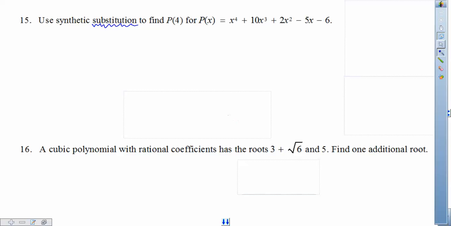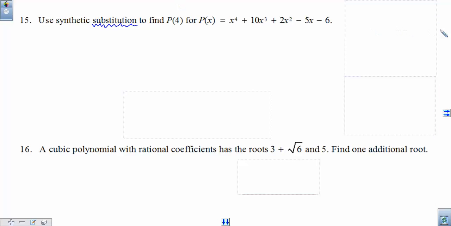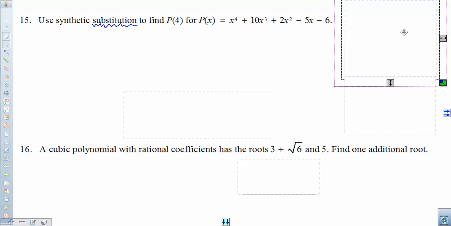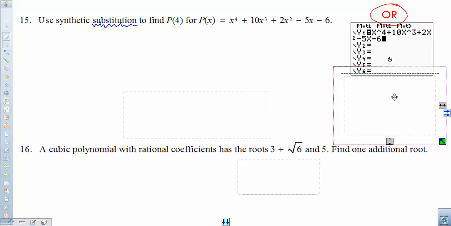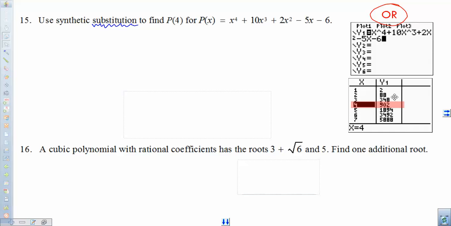You know what I would do? Here's exactly what I would do. You move over here for a second. I would take this function right here, x to the 4th plus 10x to the 3rd plus 2x squared minus 5x minus 6, and do this first. Why don't we just type that into the graphing calculator? Then, why don't we just go to the table of values and go straight to 4? Why 4? Because that problem is asking us, what is P of 4?